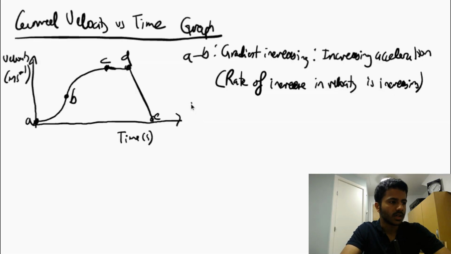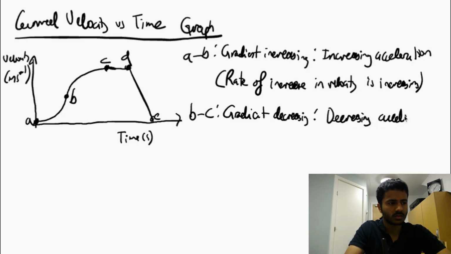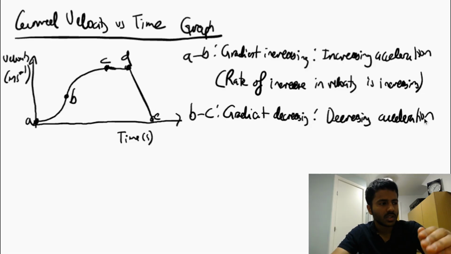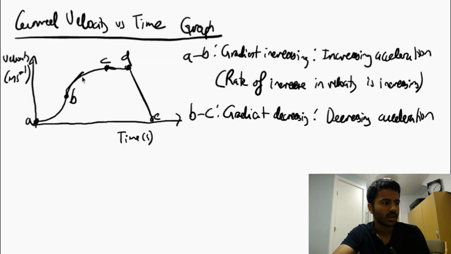From points B to C, you can see that we have the gradient as decreasing. And what that means is we have decreasing acceleration. Now, this can be a little confusing. Notice that the gradient is going down, which means that the acceleration is going down. However, the gradient is still positive. If you drew a tangent at any of these points and you worked out the gradient, it would be positive. That means that the acceleration is still positive.